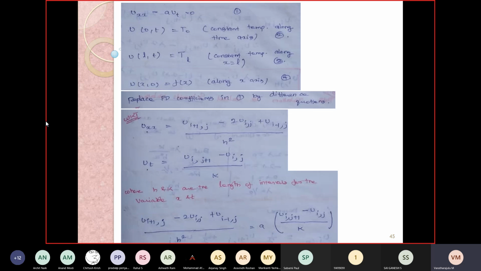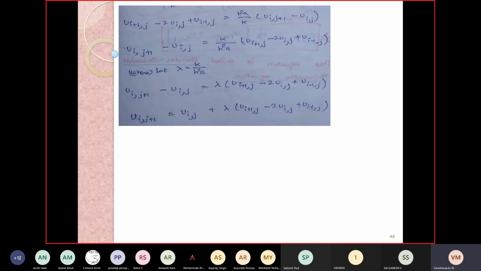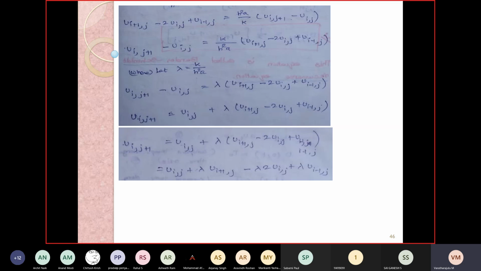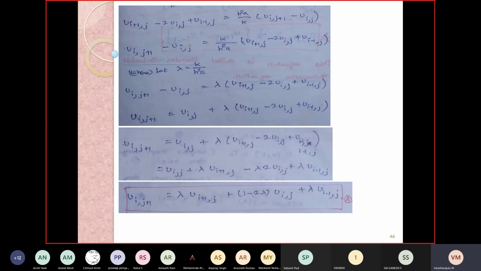On the top we are going to find, replacing this, the basic relation u_xx and u_t. This is the new equation, which is slightly different from Laplace and Poisson. Please remember u_t is (u(i, j+1) minus u(i, j)) by k. By applying this in u_xx minus a u_t is equal to 0, we can split the LHS and RHS, h square a by k. We are concerned about u(i, j+1), so we keep this on one side, and k by h square a will come on the RHS, which can be considered as lambda. By applying lambda we get the subsequent equation: u(i, j+1) equals lambda u(i+1, j) plus (1 minus 2 lambda) u(i, j) plus lambda u(i-1, j).